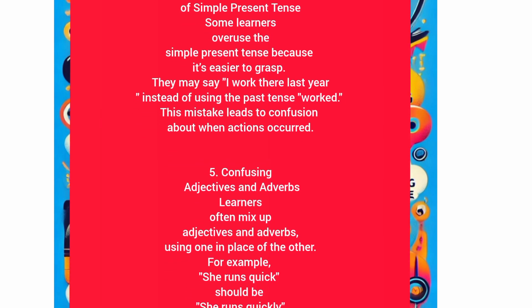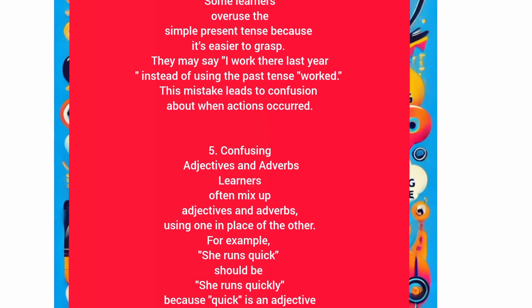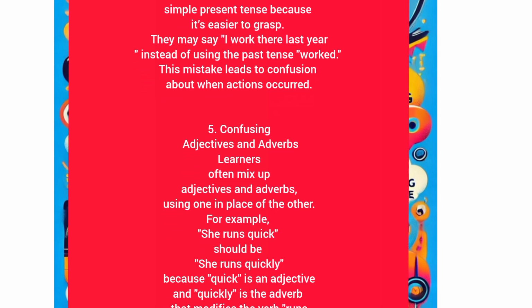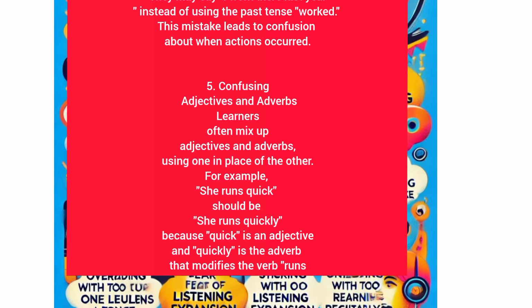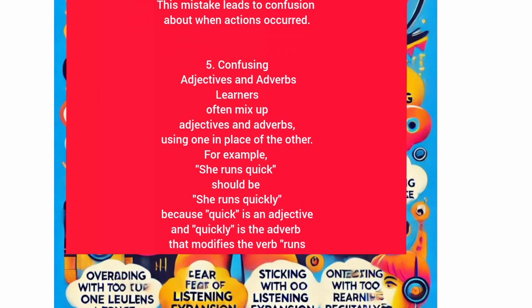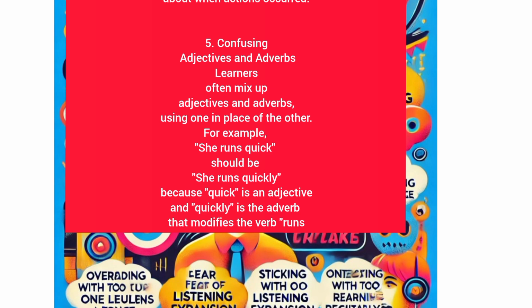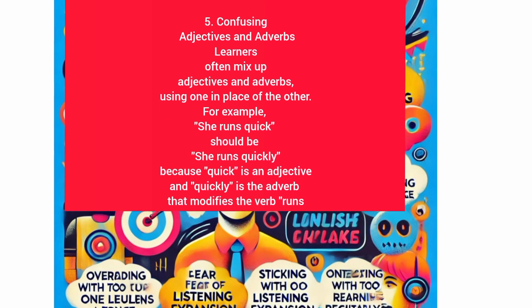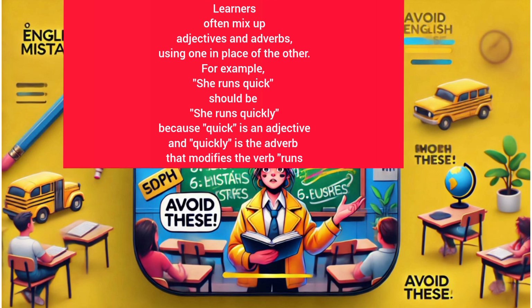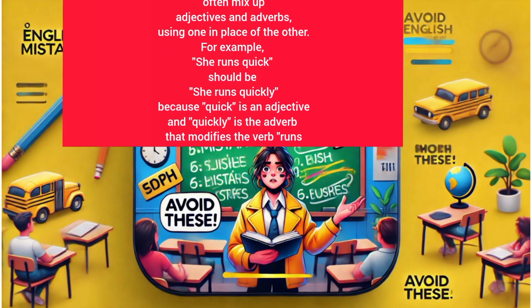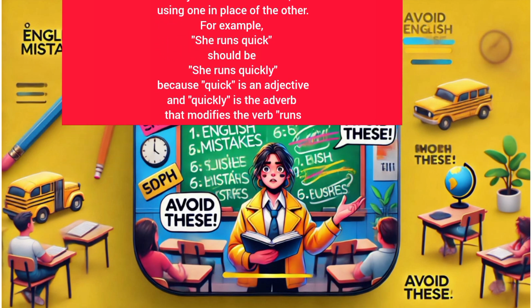Number six, confusing adjectives and adverbs. Learners often mix up adjectives and adverbs, using one in place of the other. For example, she runs quick should be she runs quickly, because quick is an adjective and quickly is the adverb that modifies the verb runs. That makes sense of the sentence.